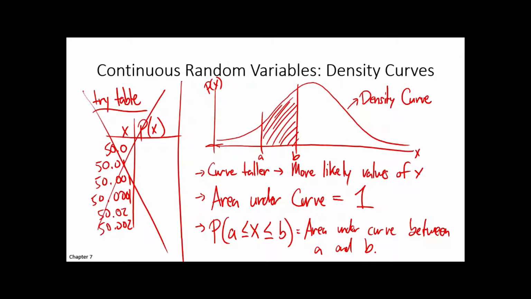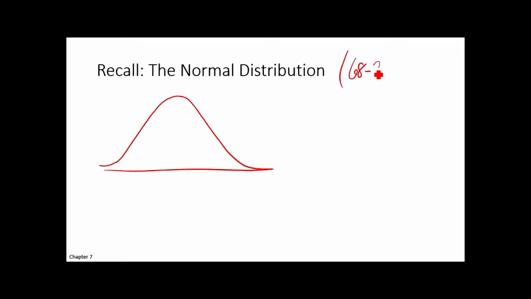And we actually did something similar to this back in chapter 3-ish. You remember we talked about the normal distribution and we talked about a rule. Do you remember what that rule was? That had to do with calculating percentages or probabilities with a normal. What was it? Remember that one?